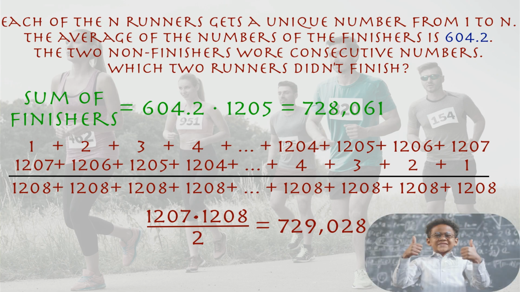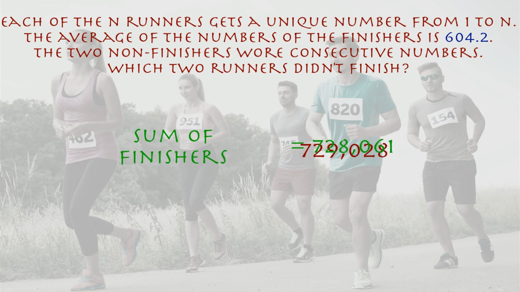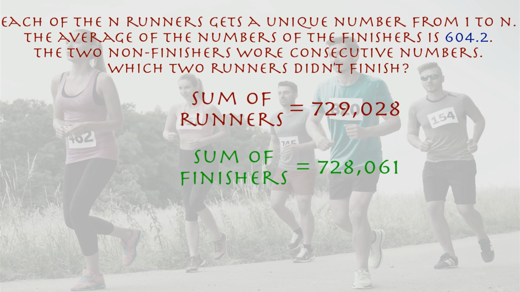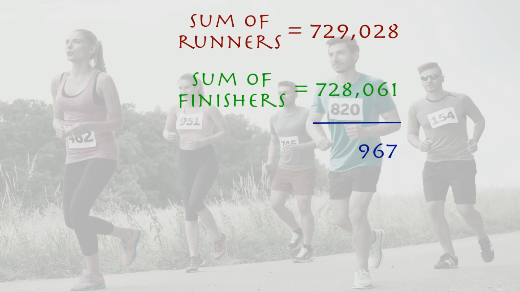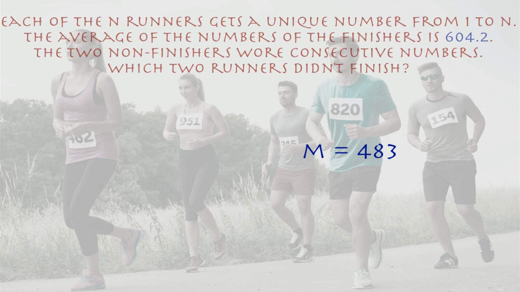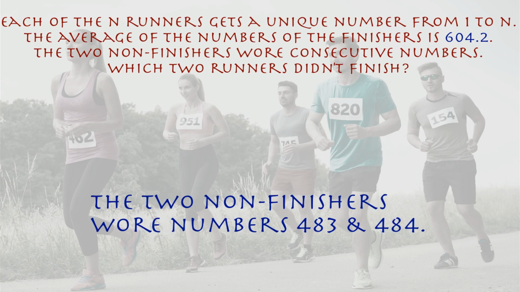Thanks, bud. So now all I have to do is figure out the difference between this sum, the sum of all the numbers of runners who ran the race, and the sum I found earlier, the sum of the numbers of all the runners who finished the race. That difference, 967, is the sum of the 2 numbers of the runners who didn't finish the race. If m is the smaller of these 2 numbers, then m plus 1 is the larger of these 2 numbers. And if m plus 1 equals 967, then m equals 483. That means the 2 runners who didn't finish the race wore numbers 483 and 484.